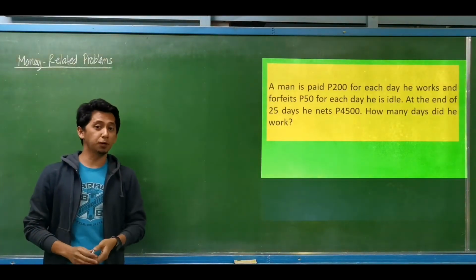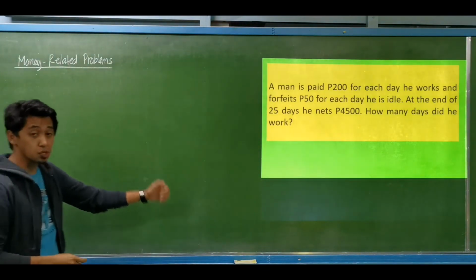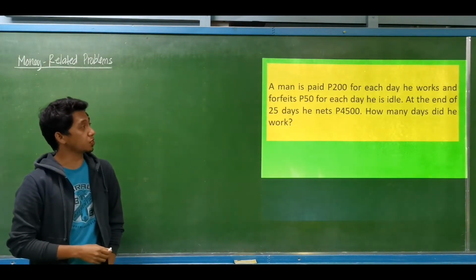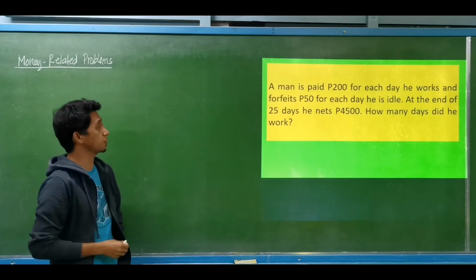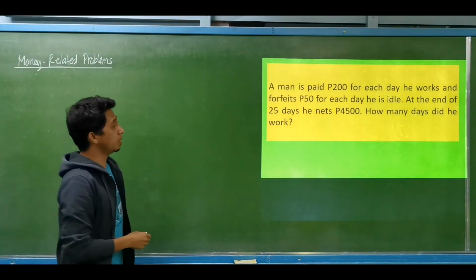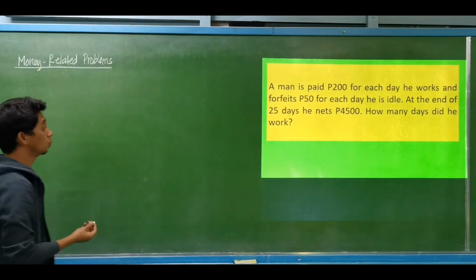Let's have this example of word problems, money-related problems. First example: a man is paid 200 pesos for each day he works and forfeits 50 pesos for each day he is idle. At the end of 25 days, he nets 4,500. How many days did he work?